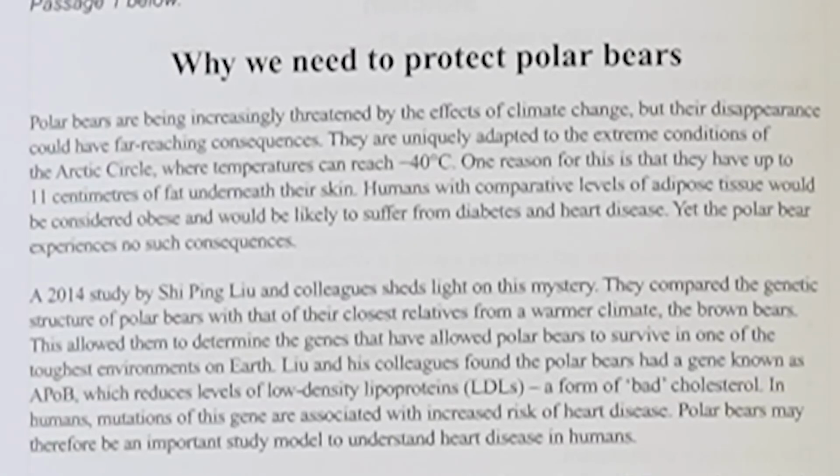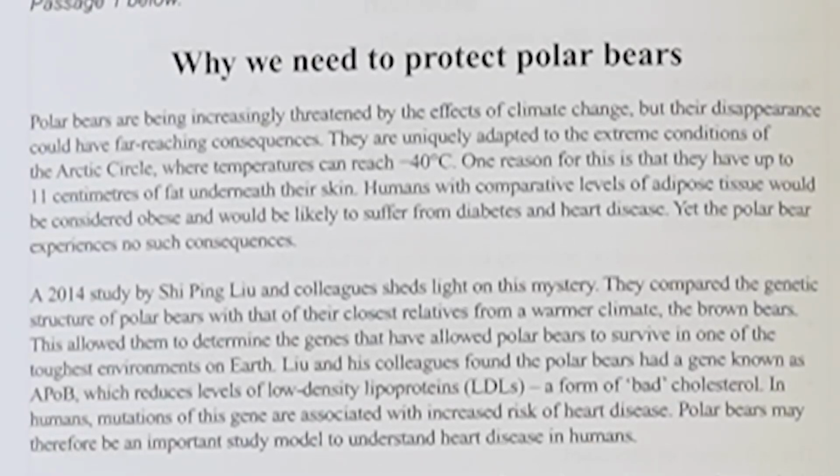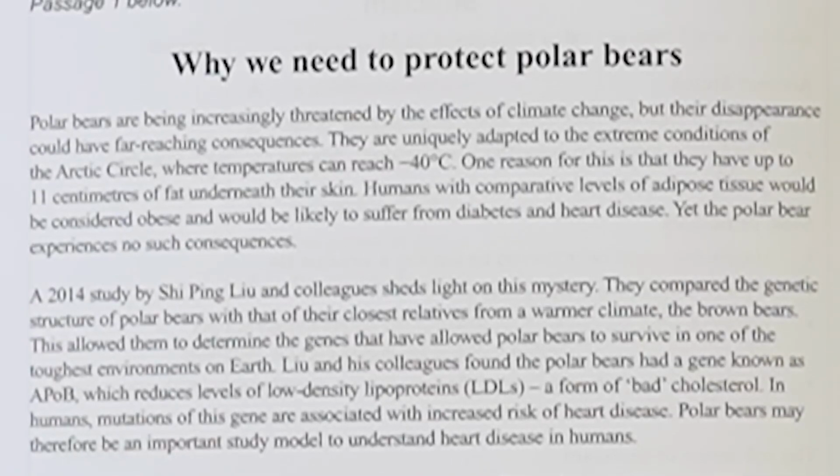So it's talking about climate change here. It's not talking about anything related to health problems, but let's continue to read it carefully. They are uniquely adapted to the extreme conditions of the Arctic Circle, where temperatures can reach -40 degrees. One reason for this is that they have up to 11 centimeters of fat under their skin. Humans with comparative levels of adipose tissue, that's just a scientific way of saying fat, would be considered obese and would be likely to suffer from diabetes and heart disease.